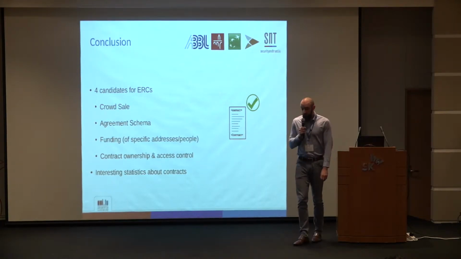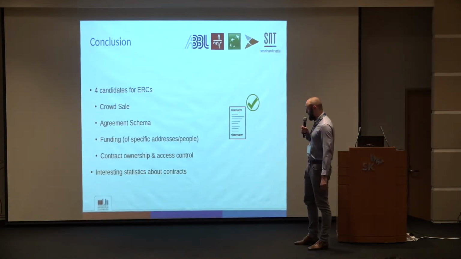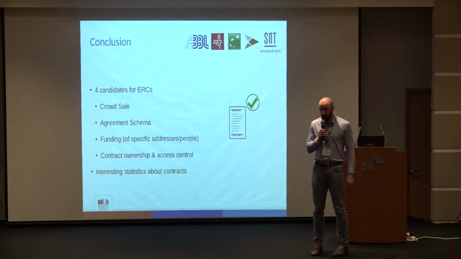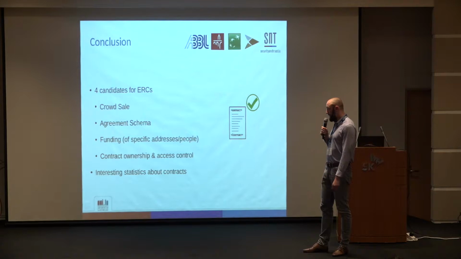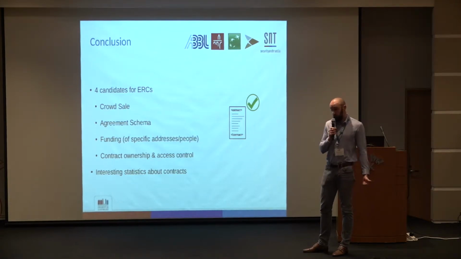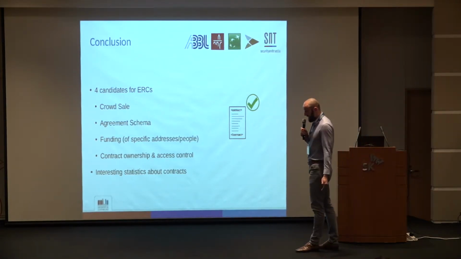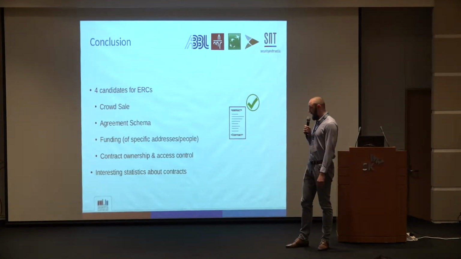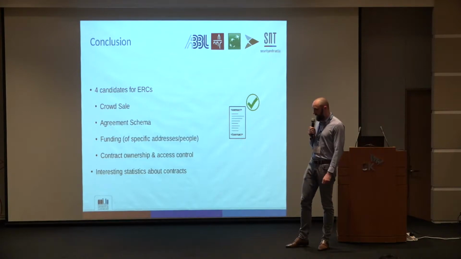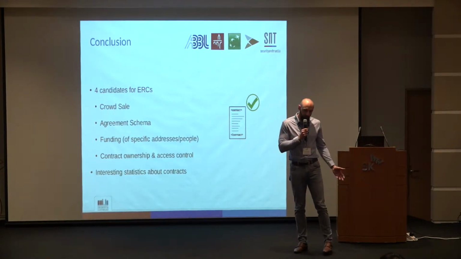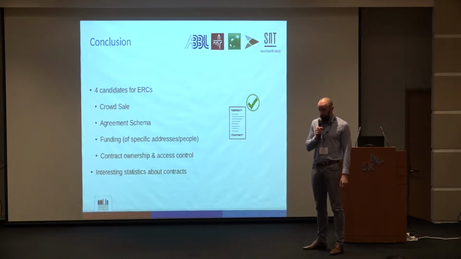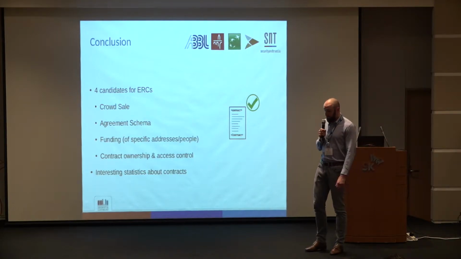So that's what we did in brief. In conclusion, we found 4 candidates for ERCs that represent varying numbers of contracts in the wild, in the main chain. The first one appears to be for crowd sale. The second one, agreement schema of some kind, because we have the multi-party signature function in there. And one for funding that I speculate might be for charity, but I'm not entirely sure. And the fourth and final one for contract ownership or access control.